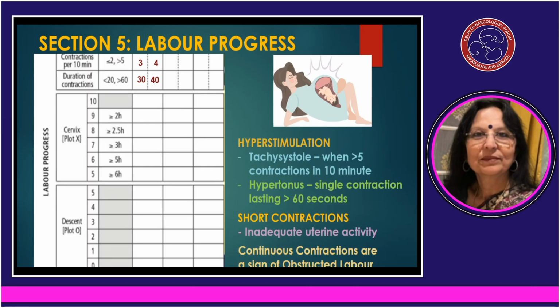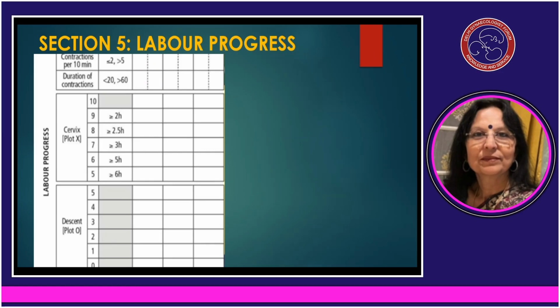Next. So whenever there are continuous contractions, this is a sign of obstructed labor, and again your antennas need to go up. Next. Coming over to the cervical plotting, please just click 3-4 times so that we get the X on the cervix. Please click.